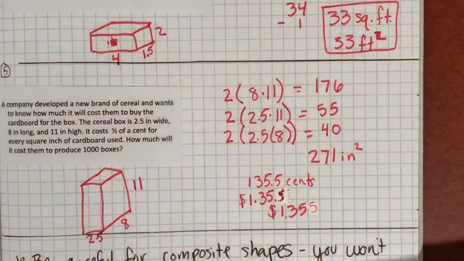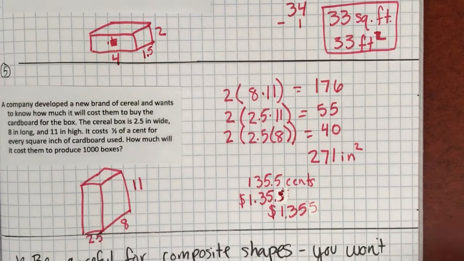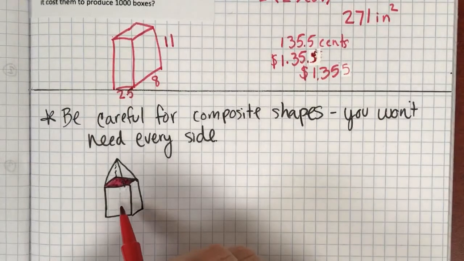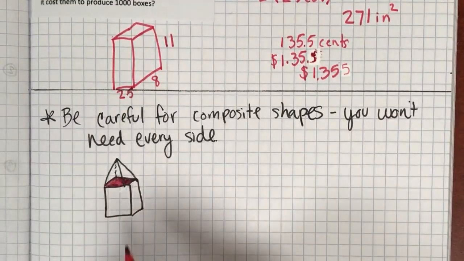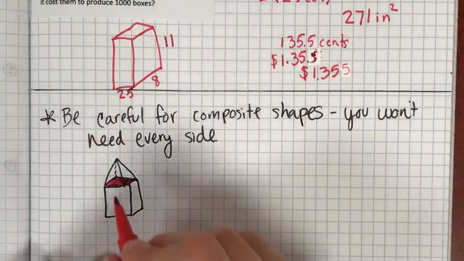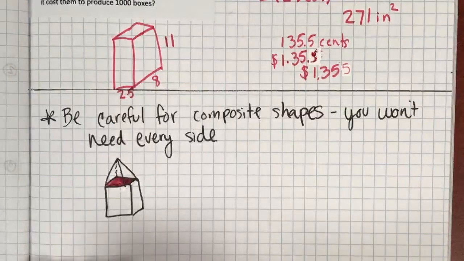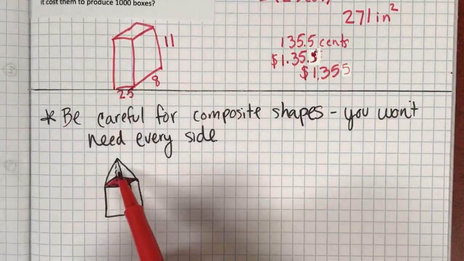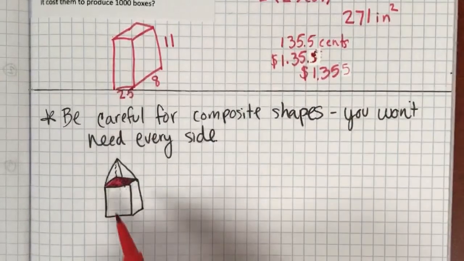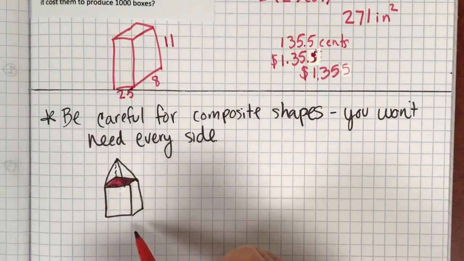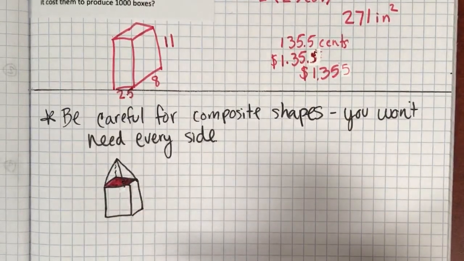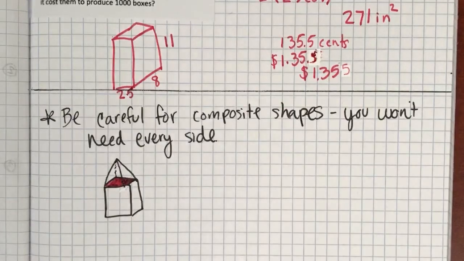Okay, and our last little tidbit is sometimes we might have a composite shape where we have maybe a cube and a pyramid, or prism and a pyramid together. Sometimes you won't need every side. For example, this bottom if we were counting surface area, we wouldn't need the bottom of the triangle of the pyramid, because maybe we're just looking at the outside. Okay, if we were painting this, we wouldn't be painting this red section, it'd just be the outside. So just be careful and be aware of that.